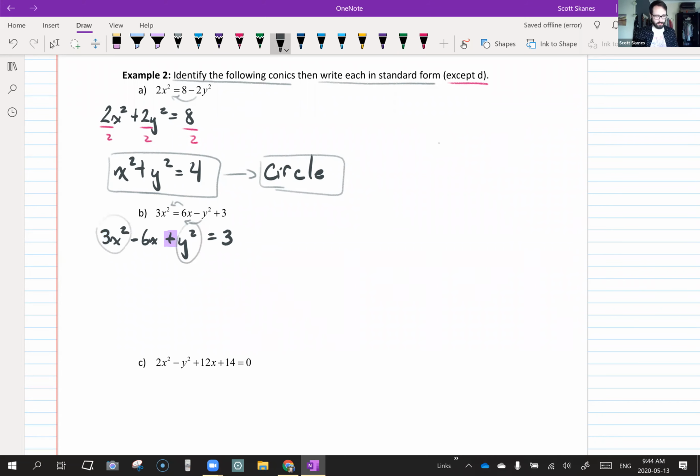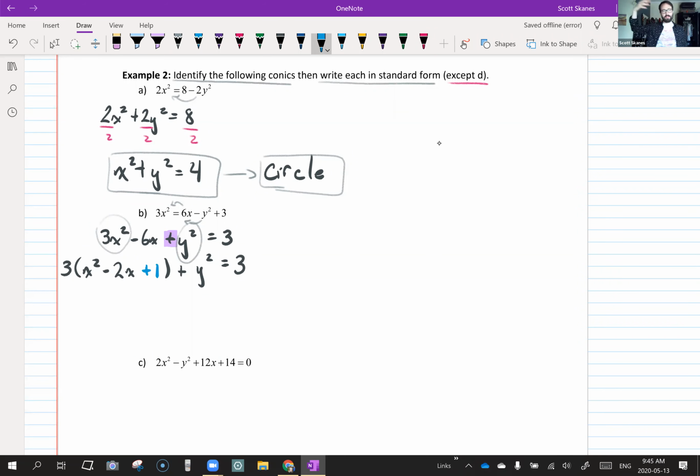What do I do? First things first, take the 3 outside. What's 6 divided by 3? It's 2. Okay, leave some space. Plus y squared. Well, there's nothing to do for y squared. It's already squared. It's already completed. How do I complete the square? Let's see who's awake. What do I do over here? I divide it by 2 and square it. So that's a 1. Good job, Tarek.